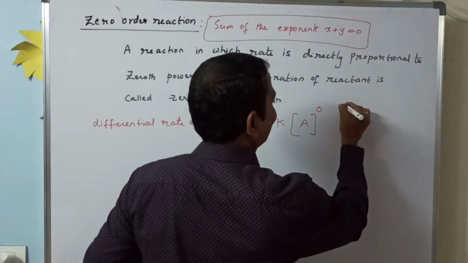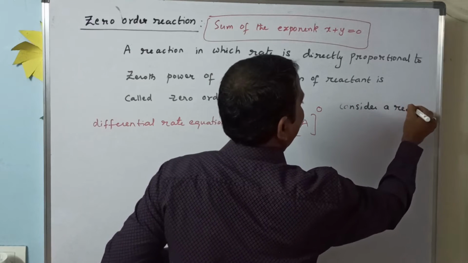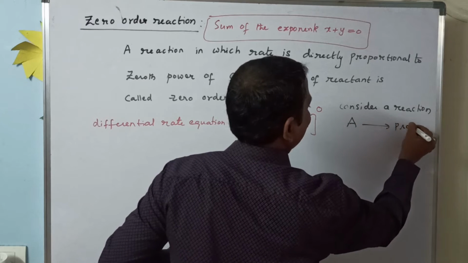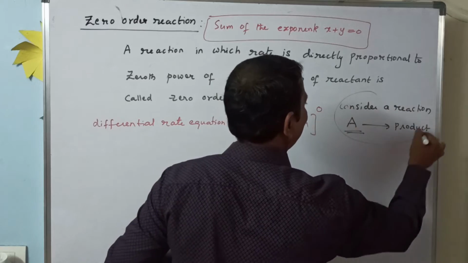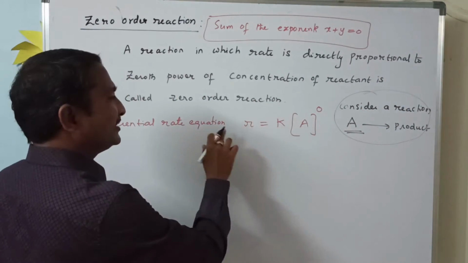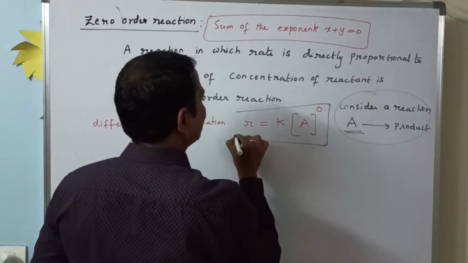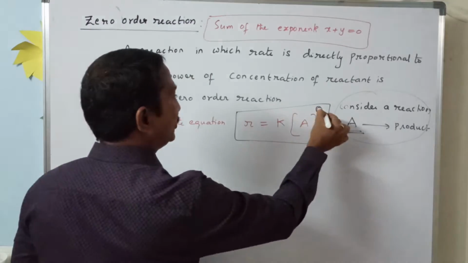How has this reaction been written? From a general reaction. Consider a reaction: A gives rise to products. What is A? Reactant. From this equation, I have written this rate equation. This is called the differential rate equation: R is equal to some constant k into concentration of A power 0. So this is the 0th power.